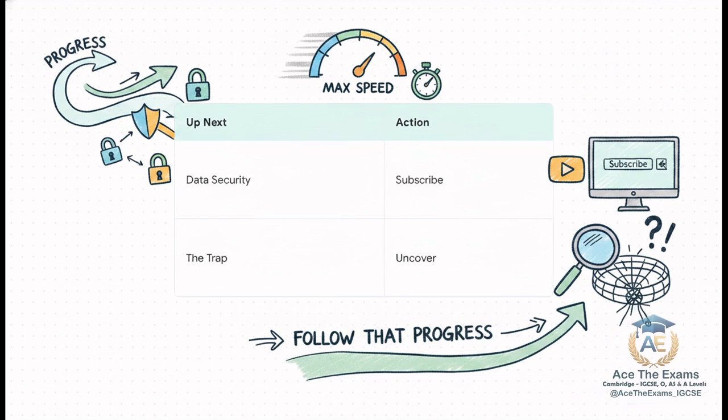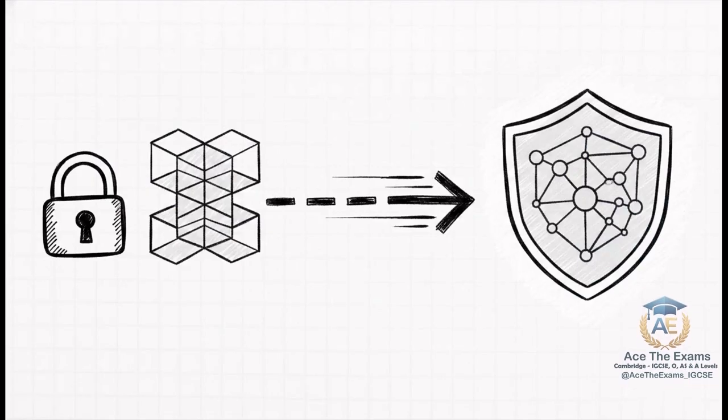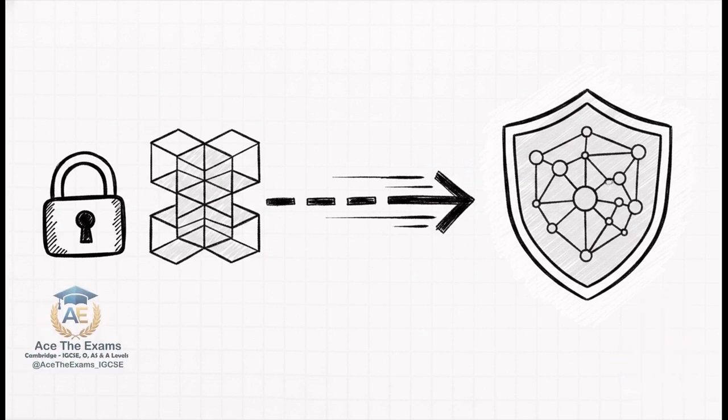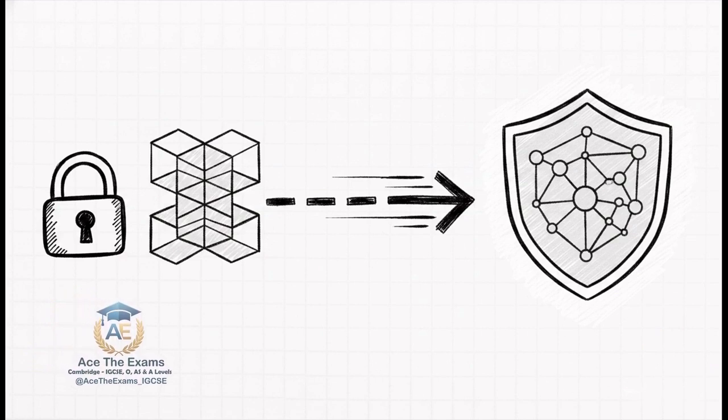You need to follow that progress arrow right now to uncover the interception trap. You have the compression framework locked into your mind now. But an unsecured network is going to cost you just as many marks as a generic answer. Jump into the Data Security Explainer right now, and let's secure the data. I'll see you there.